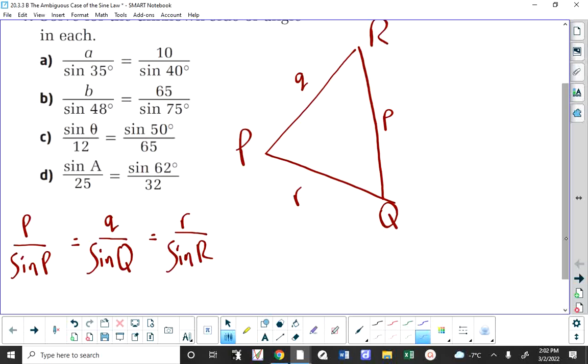Okay. Anyway, that's the sine law. I'm going to open it up for questions. Does anybody have any questions you would like me to go over from 1 through 5?